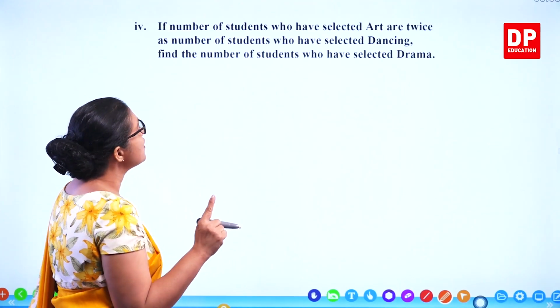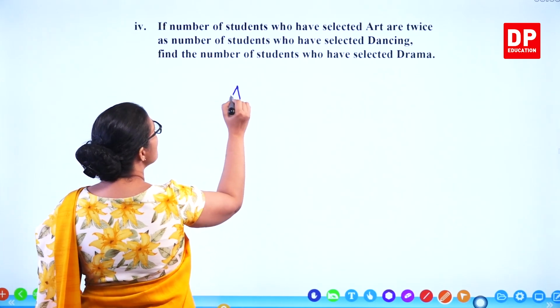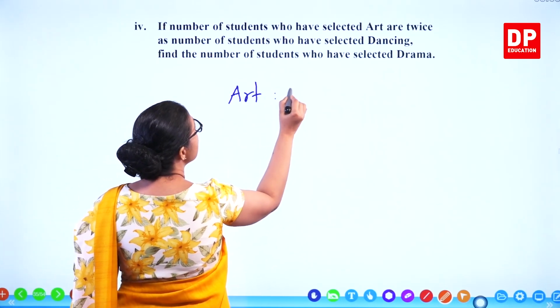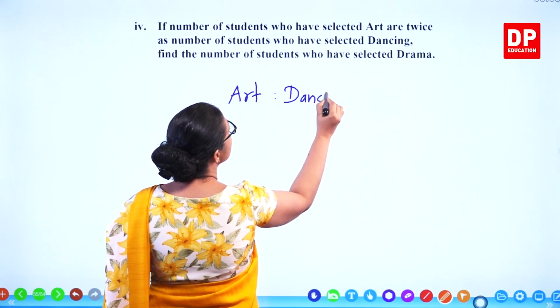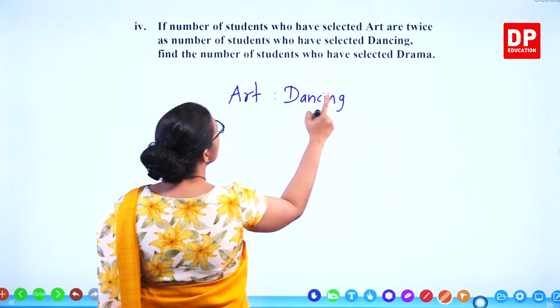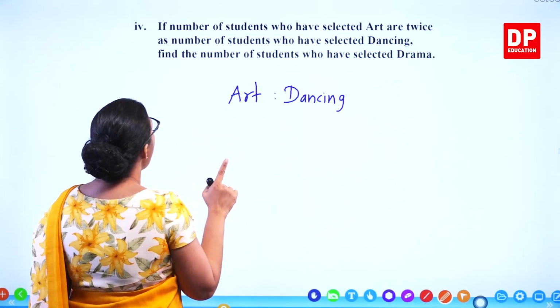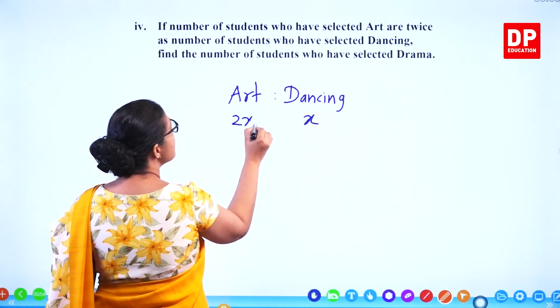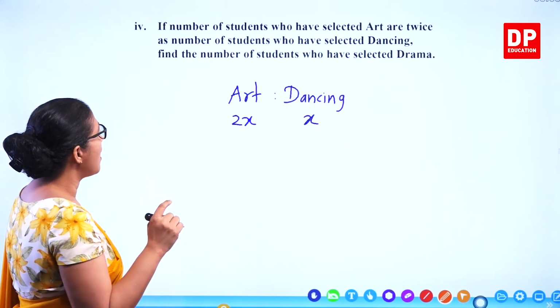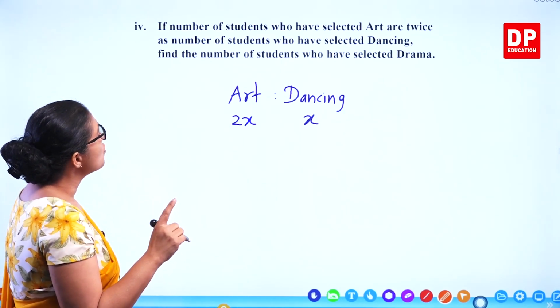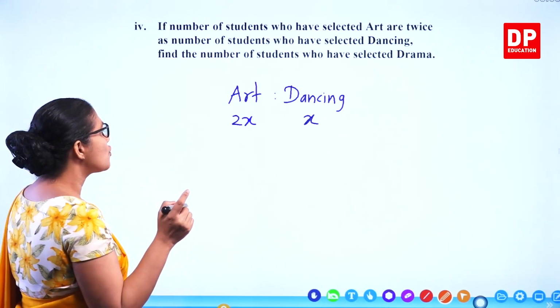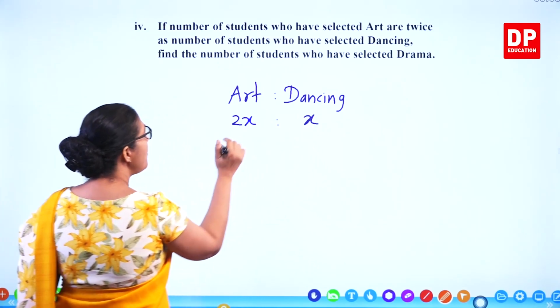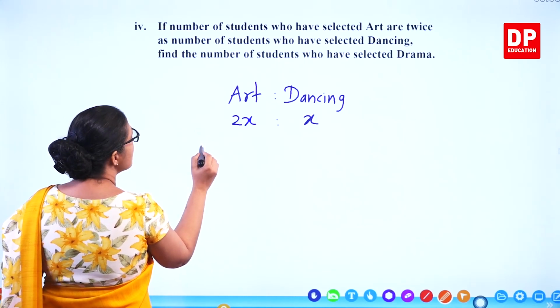Question number 4. If the number of students who have selected art are twice the number of students who have selected dancing. So when it comes to art and dancing, art are twice the number of students who have selected dancing. So if this is x, 2x is the number of students who are doing art. Find the number of students who have selected drama. Now first we can find out how many students did dancing.